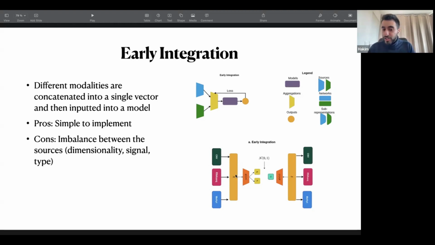So for early integration, it would just be like concatenating genomic, transcriptomics, and metabolomic data and plugging them into a variational autoencoder and trying to reconstruct the concatenation. The advantage of this type of method is that it's simple to implement, it's very easy to use, but the problem is that it creates a huge imbalance between the sources.